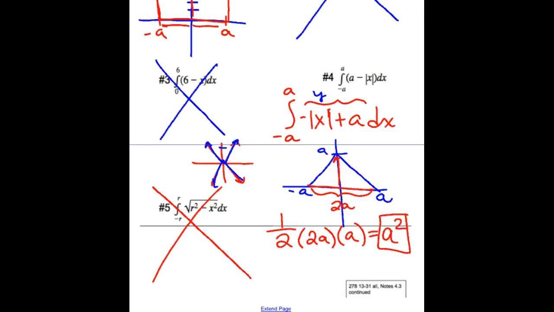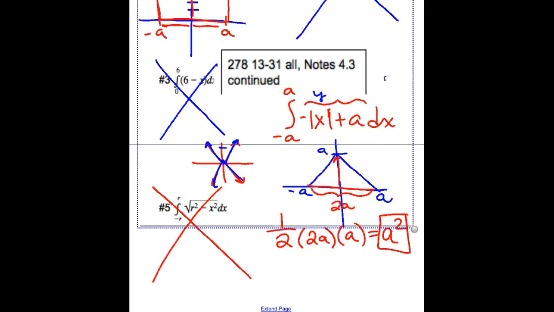And that's it. The assignment was 13 through 31 all on page 278, and it took kids about 15 minutes to complete that. It was pretty quick.